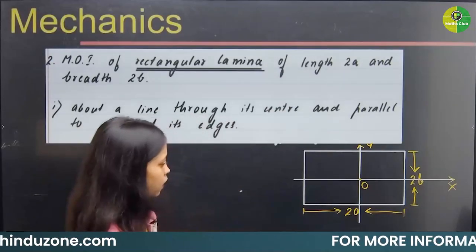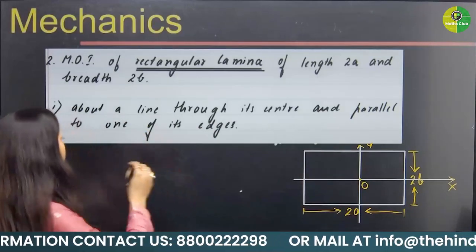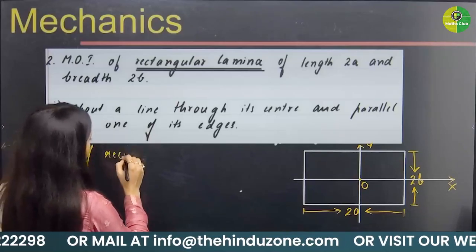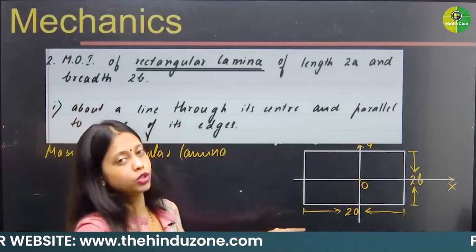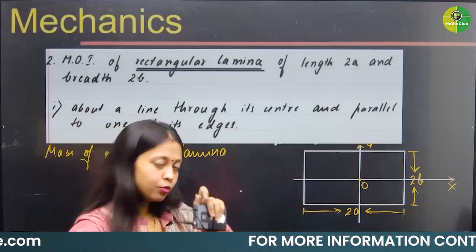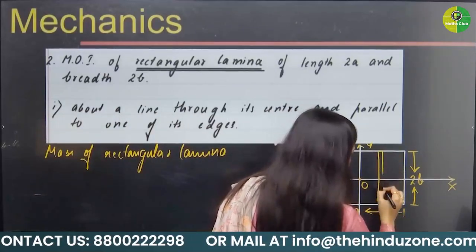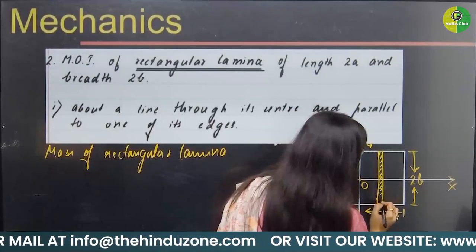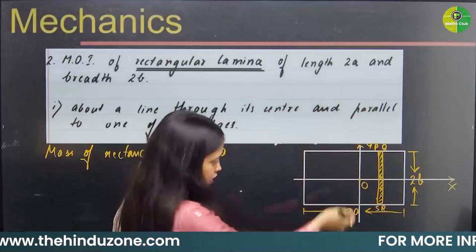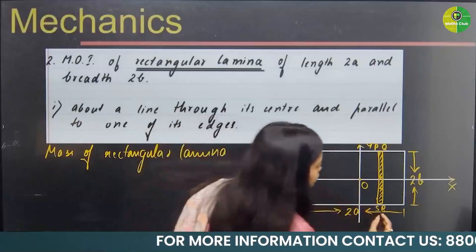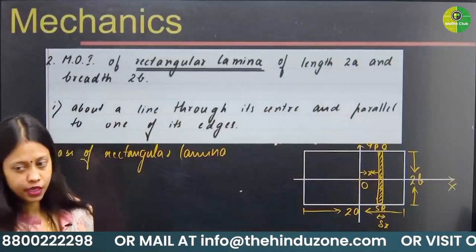Now we have to start by taking a small element here. First of all, the mass of the rectangular lamina. Because the rectangular lamina is a two-dimensional object, I have to select an elementary area. The area will be chosen in the form of a strip. Let us take a small strip, and call it PQRS, where the length of this strip is 2b, but the breadth is very small. I'm taking del x, at a distance of x from the y axis.